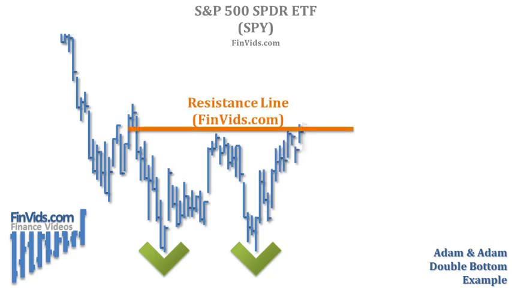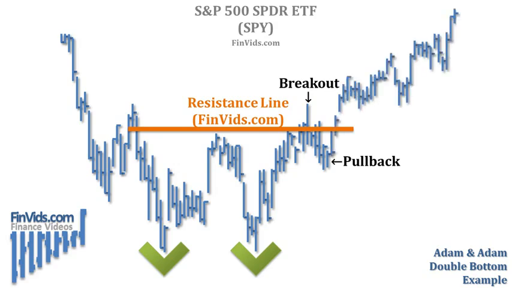Prices rise back to the level of the middle peak. Once they reach that overhead resistance line, if they break out, then it's clear that the downtrend has ended and a future uptrend is suggested. Here we have a very typical pullback, and prices head higher, making higher highs and higher lows.